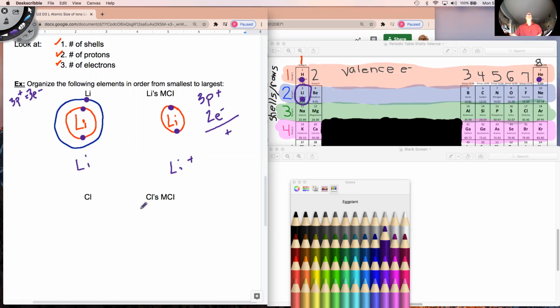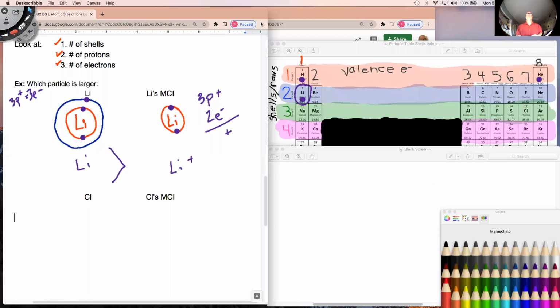Now the question is, which one is bigger? Will the alligator mouth go to the left, or is my alligator mouth going to go to the right? Which one is going to be a bigger atom? This one has 2 shells. This one only has 1. Good. Lithium is going to be a bigger atom, or bigger particle, because it has 2 shells versus the 1 shell.